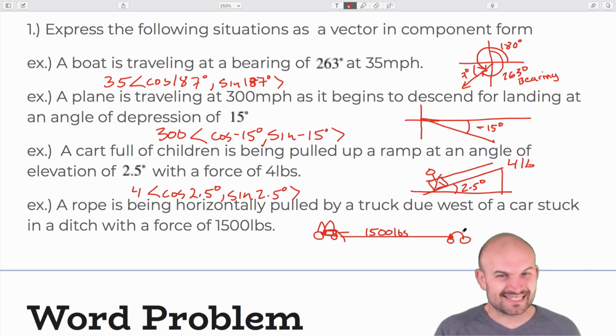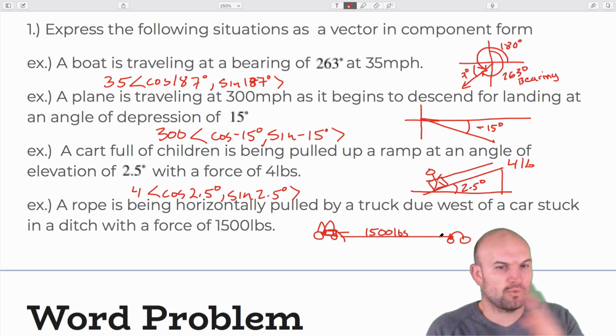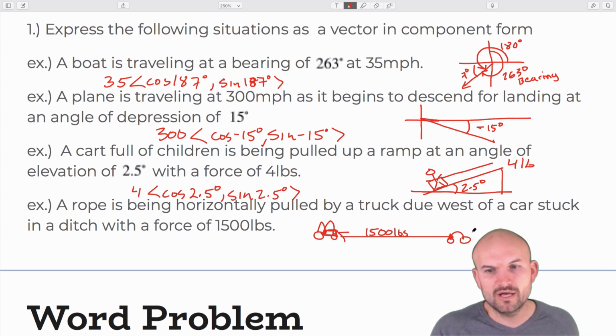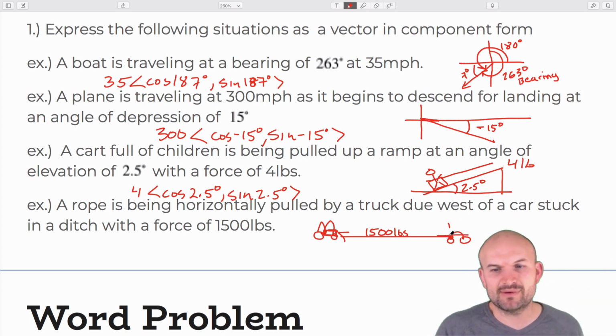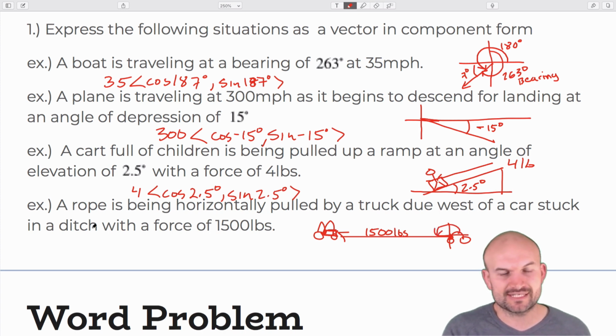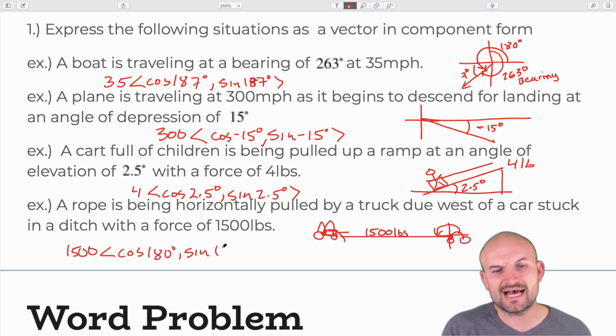And what is the angle? How do we represent this horizontal, this west angle? Well, if we think about the force on the car, that's going to be an angle of 180 degrees. So we can say 1,500 times the cosine of 180 degrees, comma, the sine of 180 degrees.